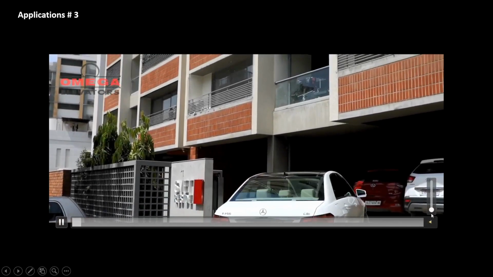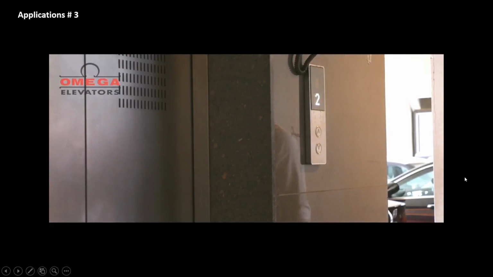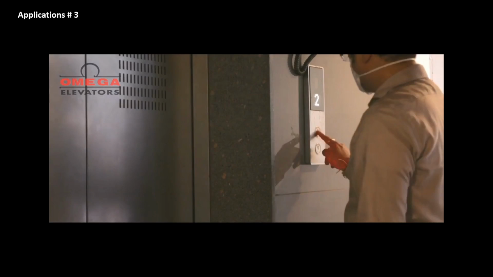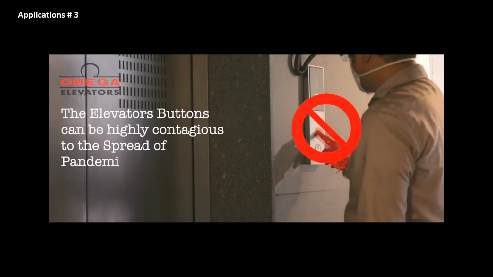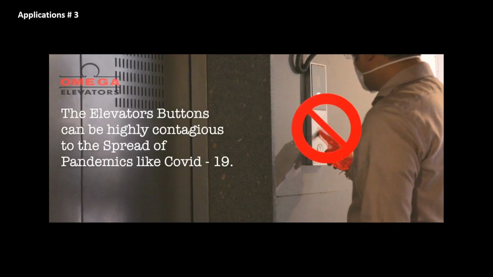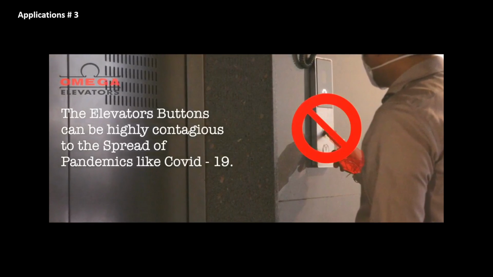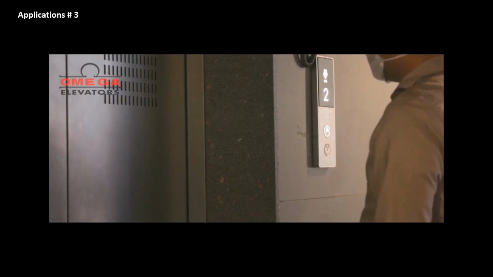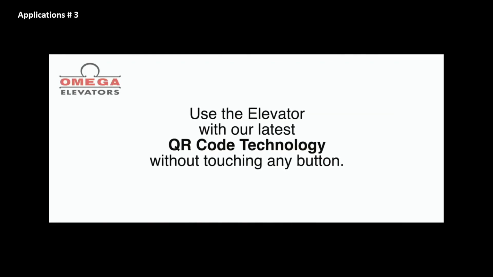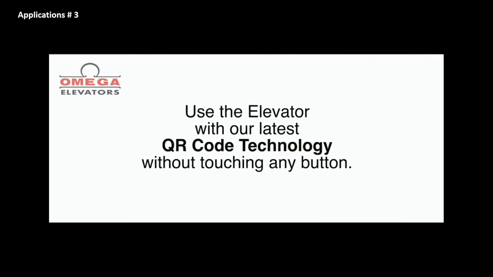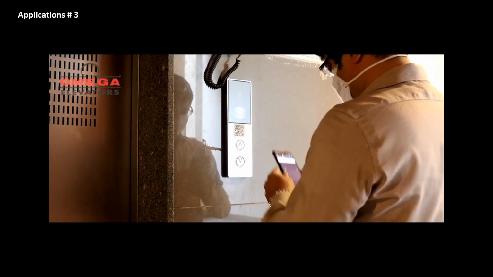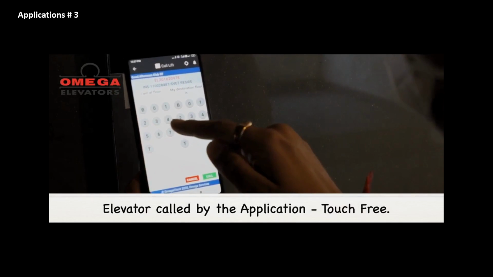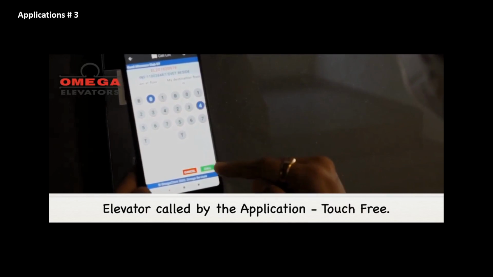This is another interesting application where we operate lifts usually like this, but in the current scenario this is not at all preferred. We want to do everything touch free. So Omega Elevators has come up with this solution. You can scan the QR code and you can enter where you are and which floor you want to go. So everything is touch free.